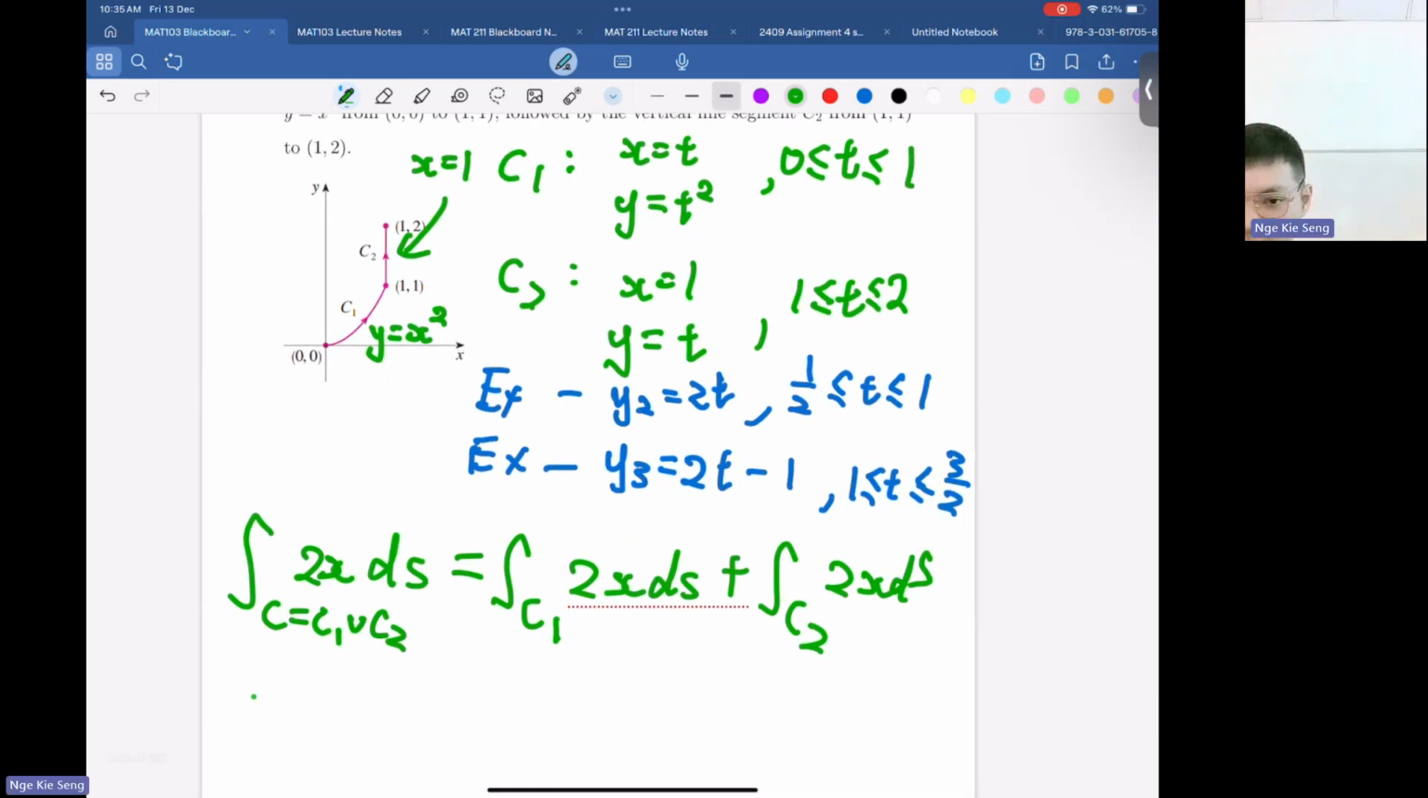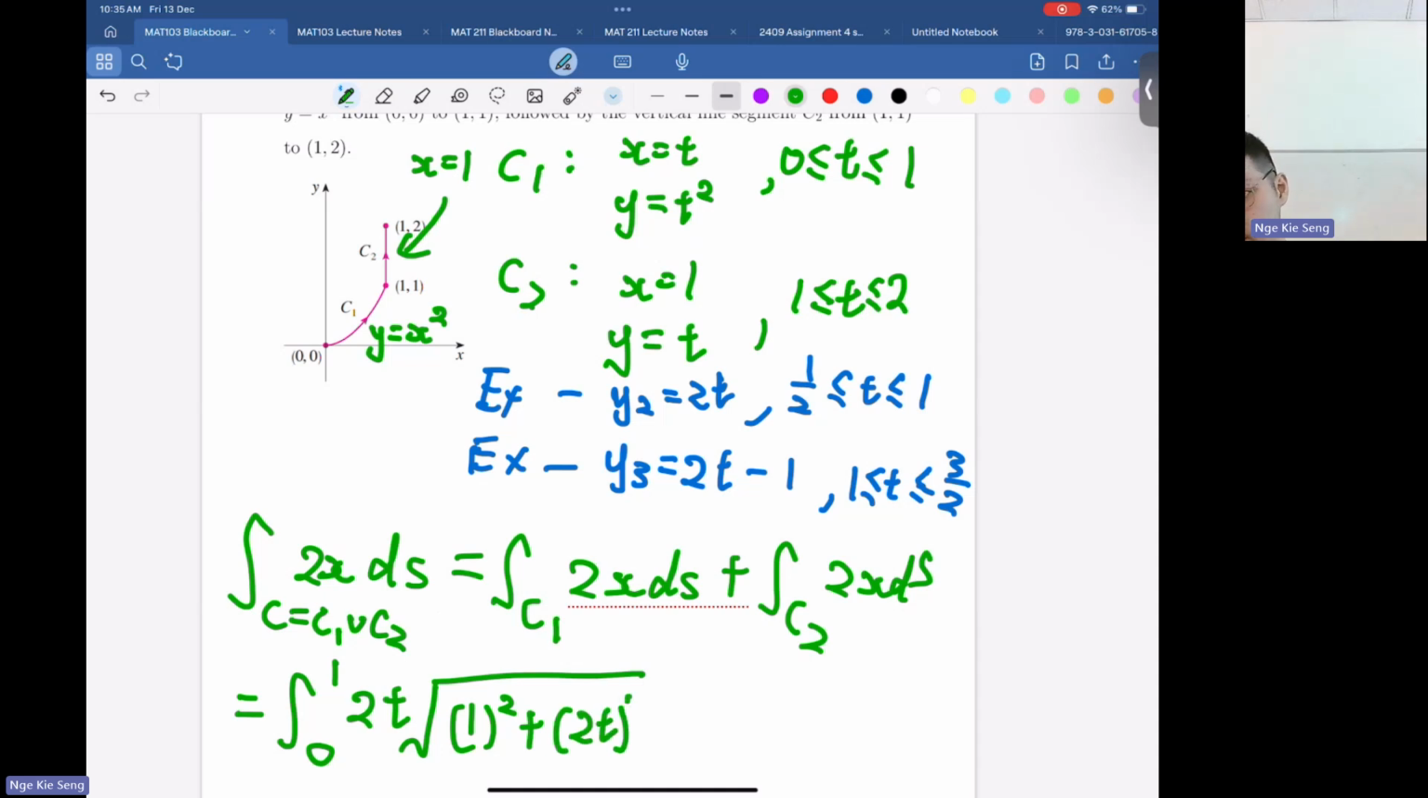Okay, so what's the first part here? So first part, we'll integrate from 0 to 1 on 2x. So 2x is just 2t. And what's the factor here? So you have the square root of x prime t squared plus y prime t squared, which is 1 squared plus... in this case, we got 2t squared.